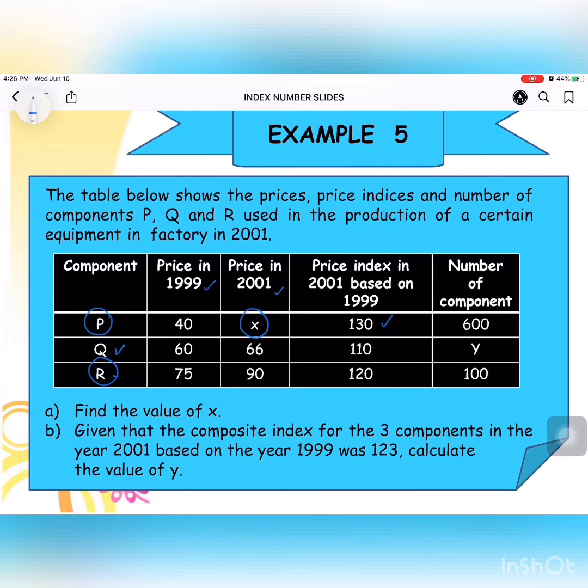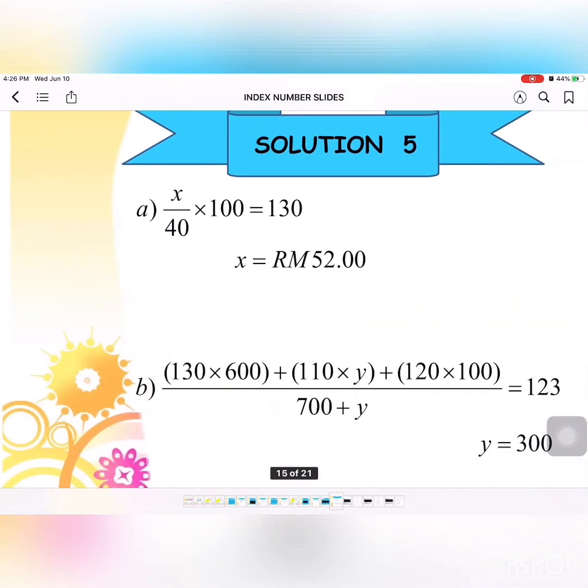We can find X, and there's a missing value for the number of components. We can say that this is the weightage for component Q. There's a missing value there, denoted by Y, but it's okay, we can still solve this question. So let's go to A, find the value of X. Remember, this is just a normal price index. You just need to find the price index.